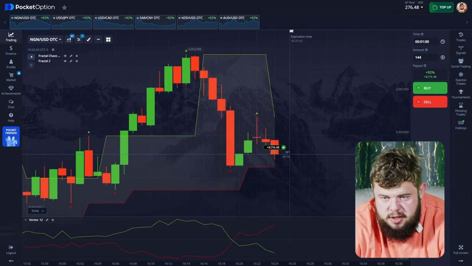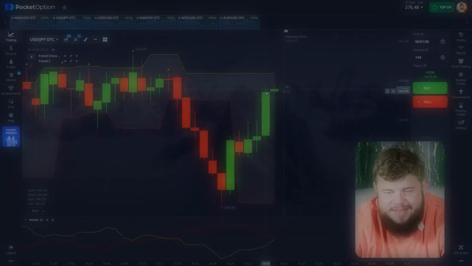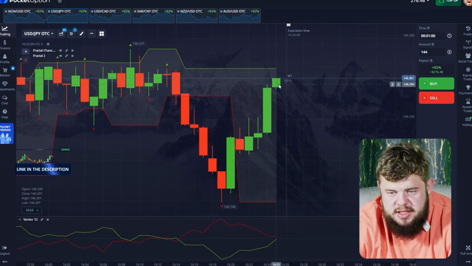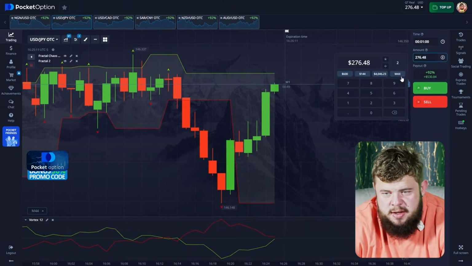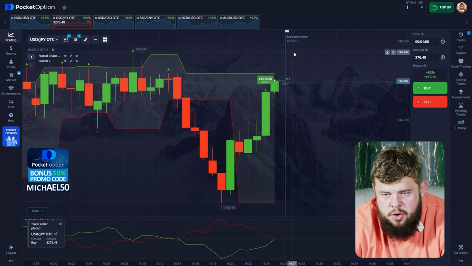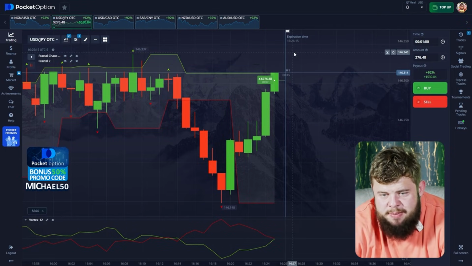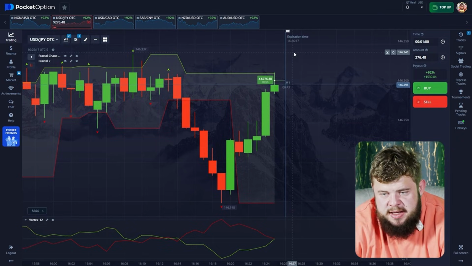So the first trade is closed with profit. We have $276 on the account. This looks really nice. Let's continue. It's a good start. It's USD GPI. Here we're touching the resistance line zone right now. Let me also go all in. We have opened a buy position, expecting the breakout.